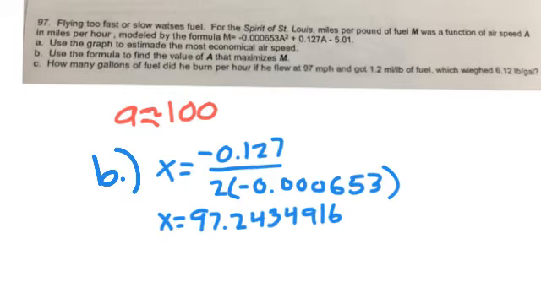So you see our estimate was about 100 and it ended up being exactly 97. So we were in the correct ballpark. We got it about correct. That says, how many gallons of fuel did he burn per hour if he flew 97 miles per hour and got 1.2 miles per pound of fuel, which weighed 6.12 pounds per gallon?